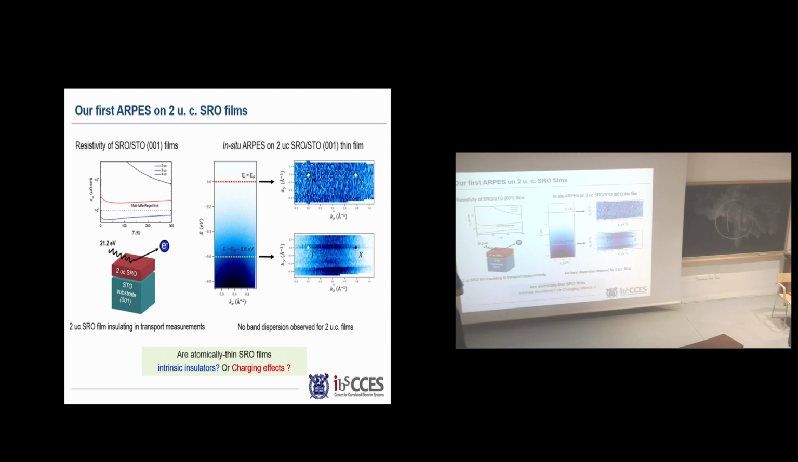In ARPES, the important thing is that there are charging effects for an insulating sample. When you're doing the experiment, charge builds up at the surface. If there is a highly conducting layer on top, then all the electrons will move out, so there is no charging effect. However, if the channel is broken, then electrons build up on the top surface, so you cannot have photoemission anymore. So it looks like an insulating sample.